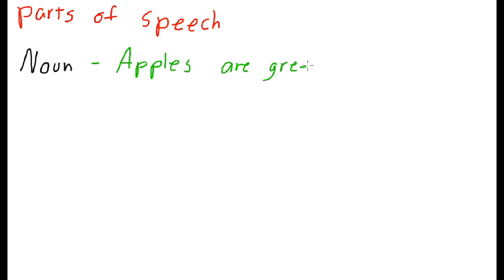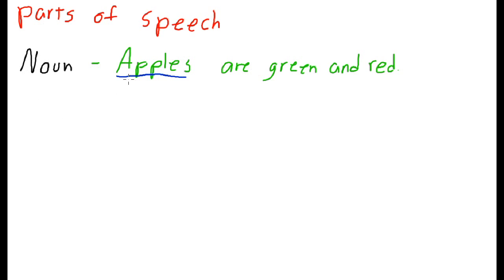Alright, so one of the first things that we look at in the parts of speech is a noun. Okay, but what is a noun? Well, a noun is like the subject of a sentence. So, for example, I can say apples are green and red. Okay, apples are green and red. So, the noun in this sentence is apples, correct?